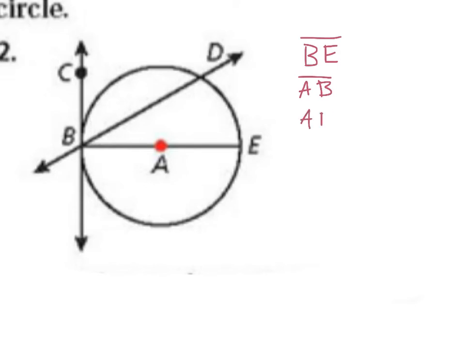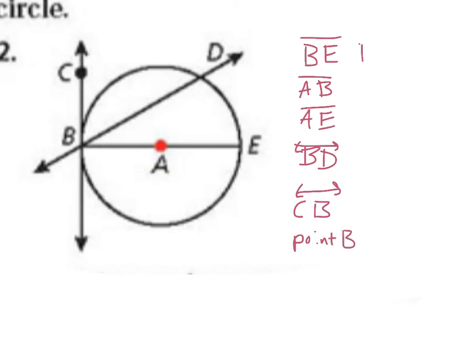We have segment AE. We have line BD. We have line CB. And we have point B. So BE goes through the center of our circle, so that is our diameter. AB and AE are both our radii.